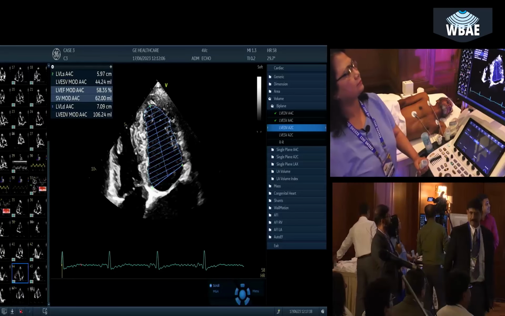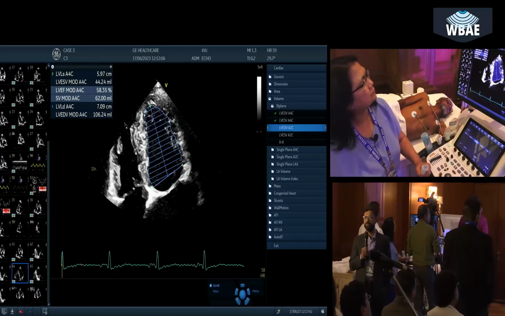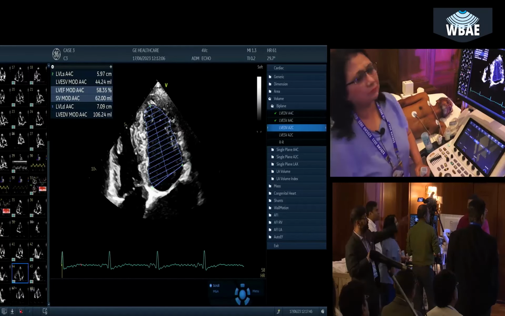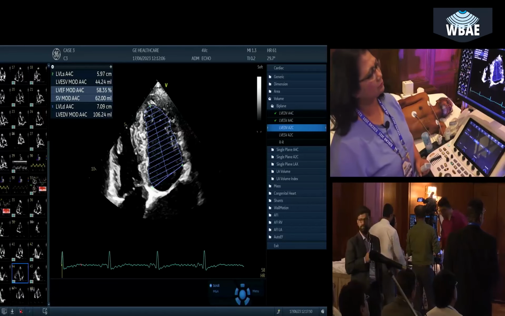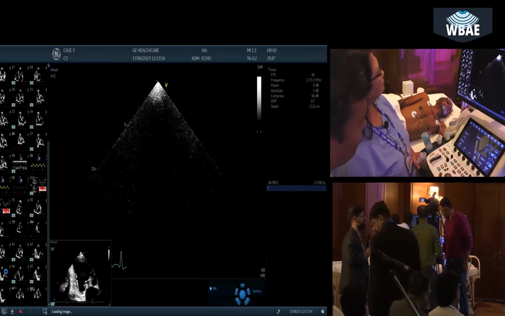So she has done the modified Simpson, 58%. How much time did she take? She has done biplane, both the planes, I think. No, so far she has done four chambers. Oh, it's only 4 chamber. So let us do the four chamber.